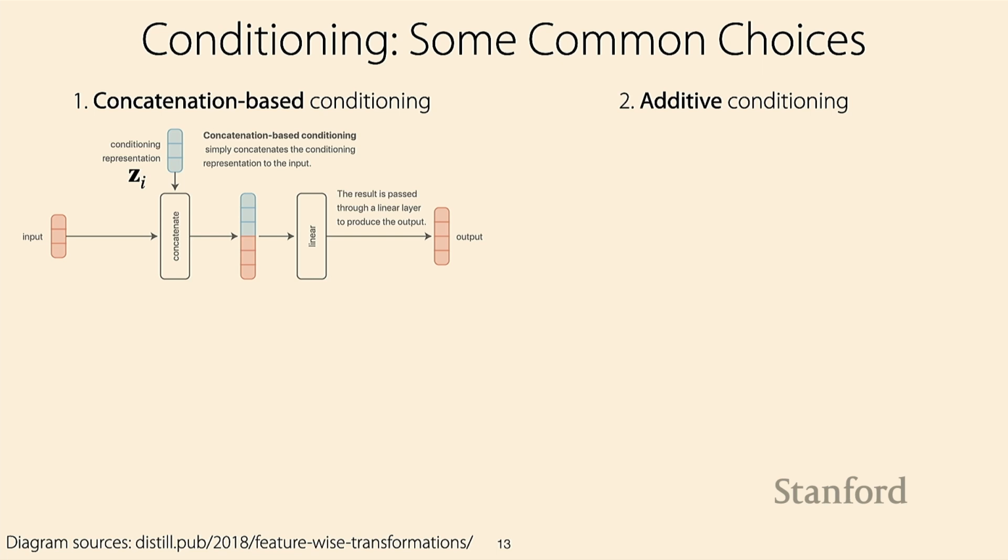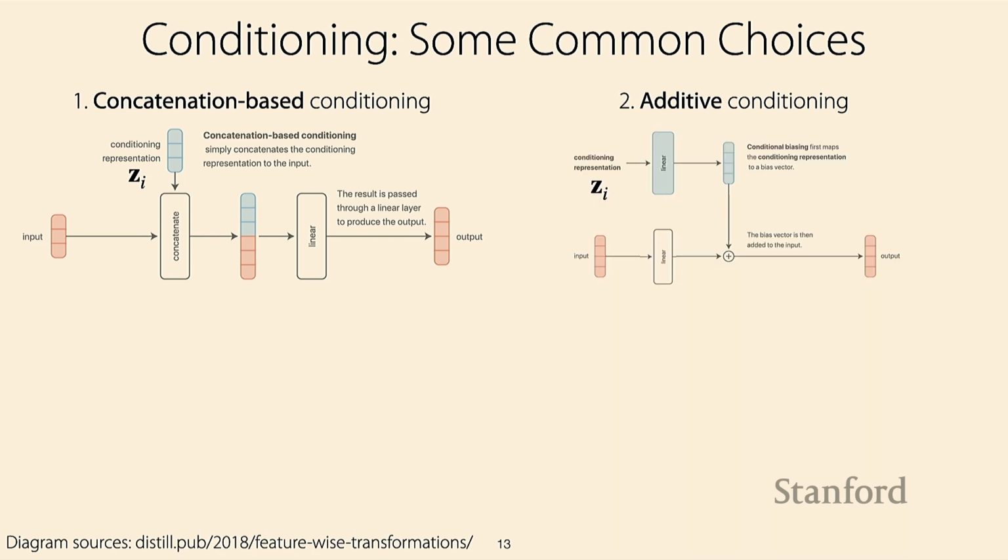Another thing that you could do instead of concatenating is adding together a representation of both of them. So you could pass z_i through a linear layer and pass the input through a linear layer and then add them, rather than concatenating them, and then get the resulting output. Now, one thing that you might notice here is that these are two options that seem somewhat different, but it actually turns out that the concatenation-based conditioning and the additive conditioning are exactly equivalent to one another.